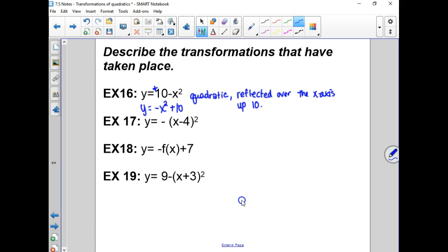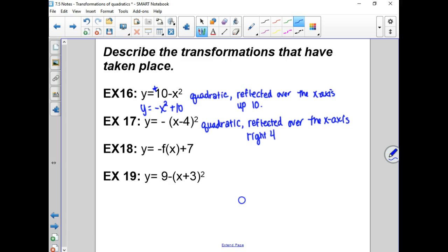For example 17, I have another quadratic. This one has a negative out front, so it has also been reflected over the x-axis. And this time I have a minus 4 inside of the parentheses, so this quadratic has been moved to the right 4 units.